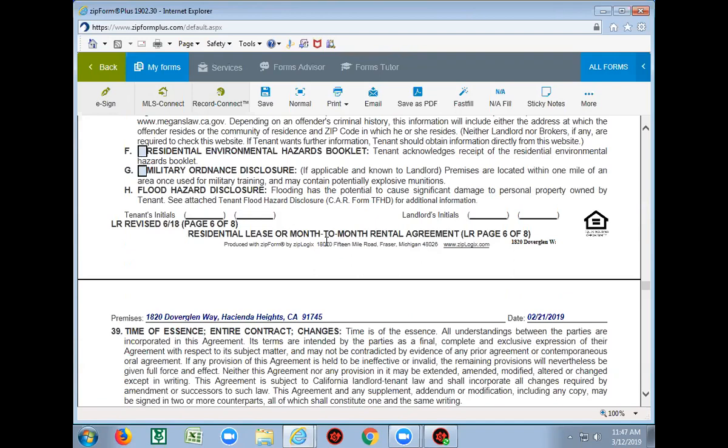H, flood hazard disclosure. Flooding has a potential to cause significant damage to personal property owned by the tenant. See attached tenant flood hazard disclosure for additional information. If you're in the flood zone area.